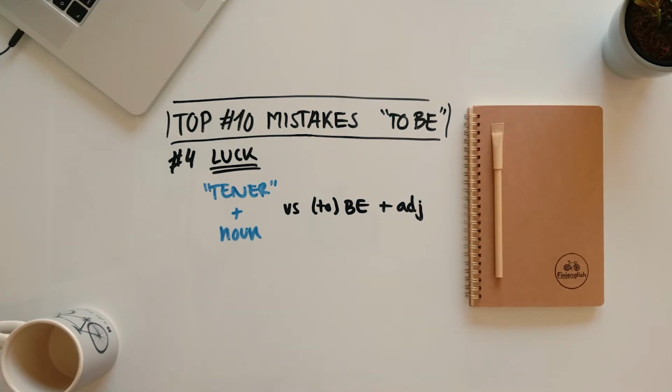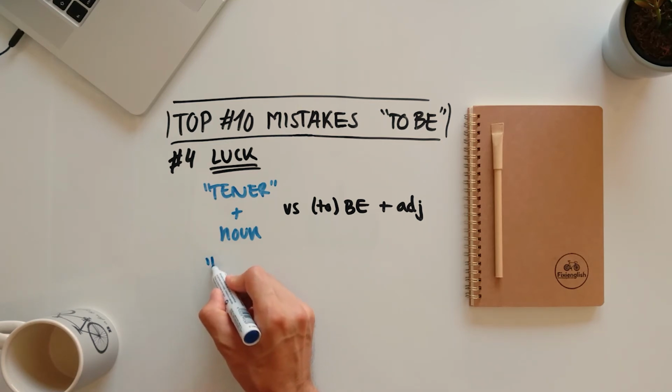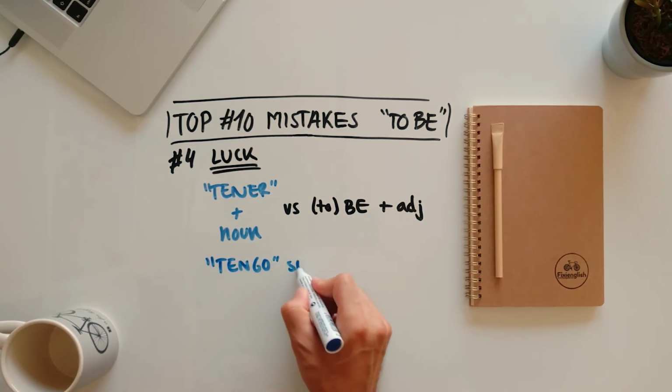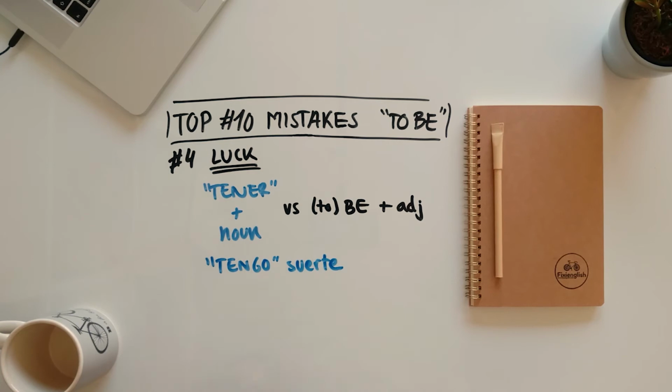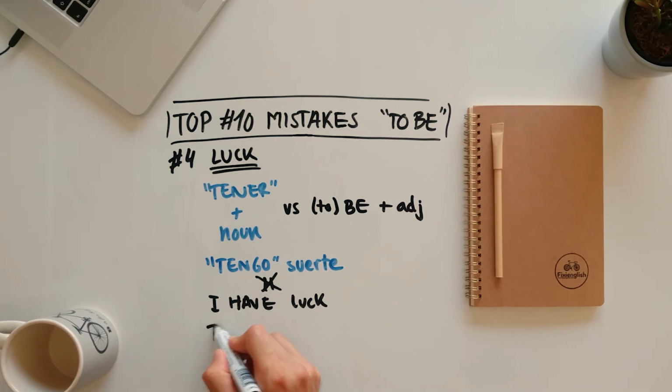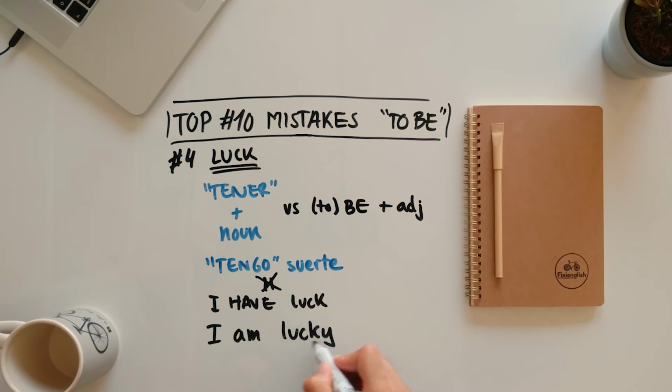Now, what is the most common mistake we found when people are trying to express luck in English? Well, taking a sentence in Spanish, for instance, tengo suerte, people would normally translate this as I have luck. But this would be wrong. We would express this in English using the verb to be and say I am lucky.